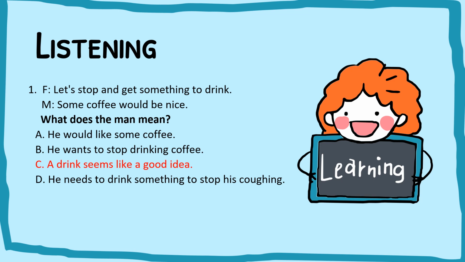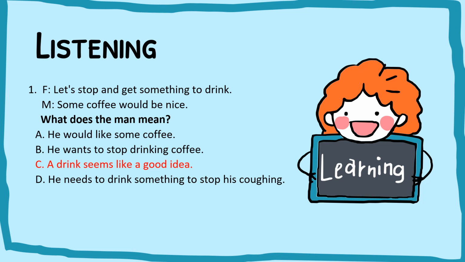Let's dive into the first question. "Let's stop and get something to drink." And then the man replied, "Some coffee would be nice." What does the man mean? So there are four answers. A. He would like some coffee. B. He wants to stop drinking coffee. C. A drink seems like a good idea. D. He needs to drink something to stop his coffee.